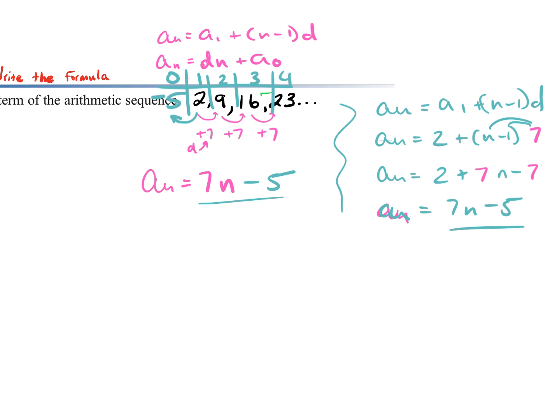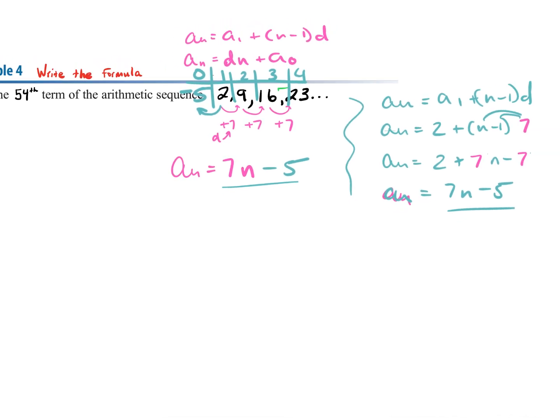Next, it says find the 54th term. So we want to find A sub 54. What would we do to find our 54th term? Plug in 54. Awesome. So we have 7 times 54 minus 5. So we're going to put this in our calculator. 7 times 54 minus 5 would give us 373.